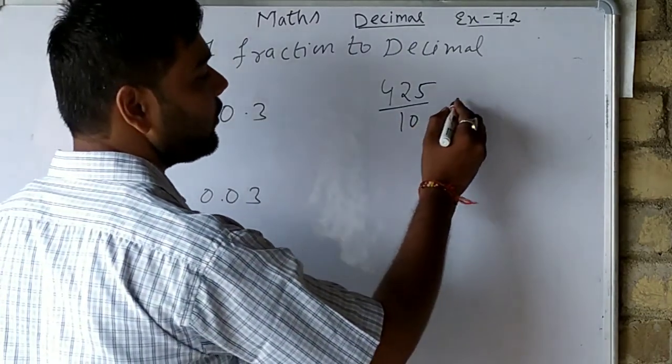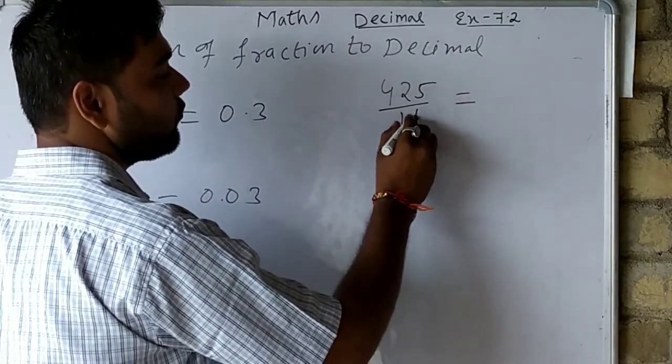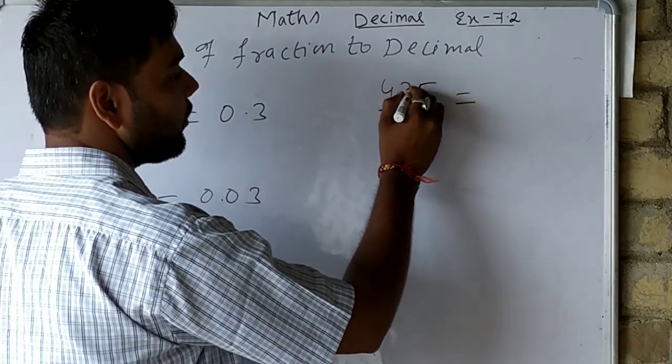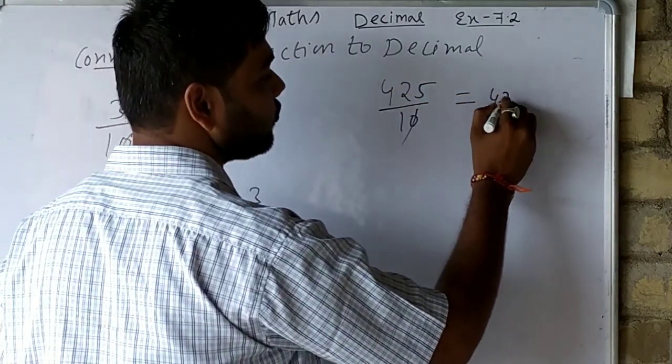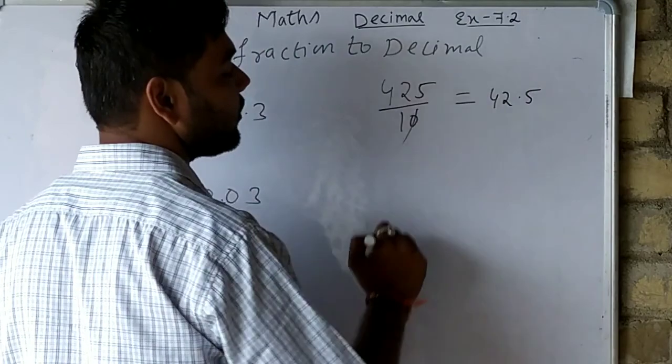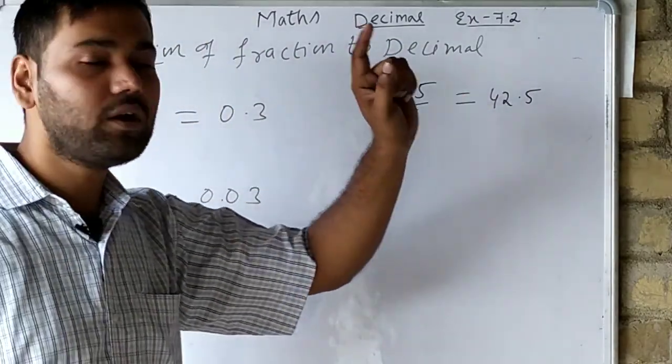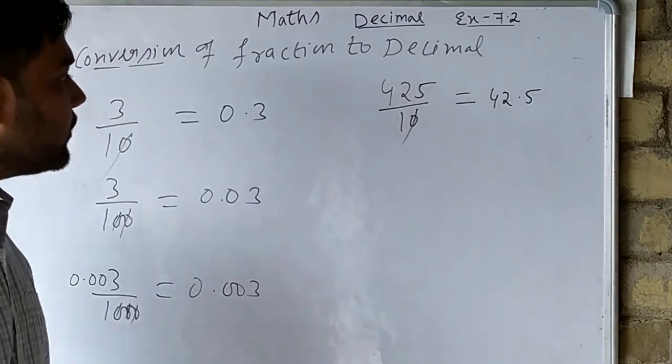Now we have 10. So what we will do, we will remove 1 zero from here, and after removing the zero, we will have one decimal place over here. 42.5. Okay, we have placed one decimal over here, 42.5, like this.